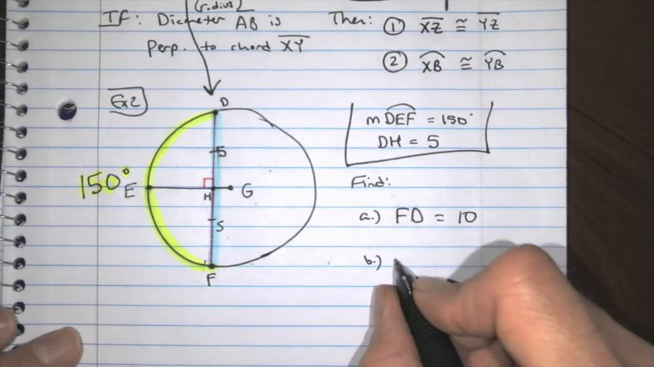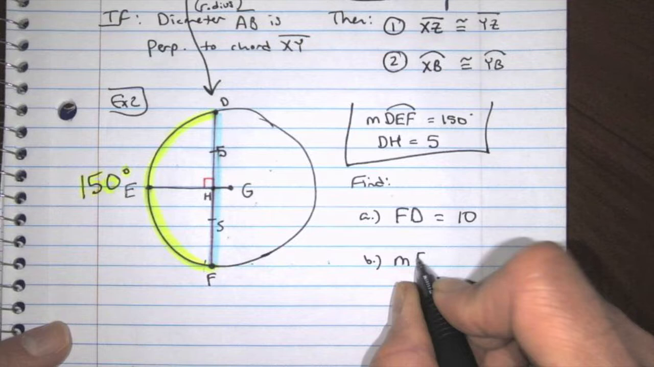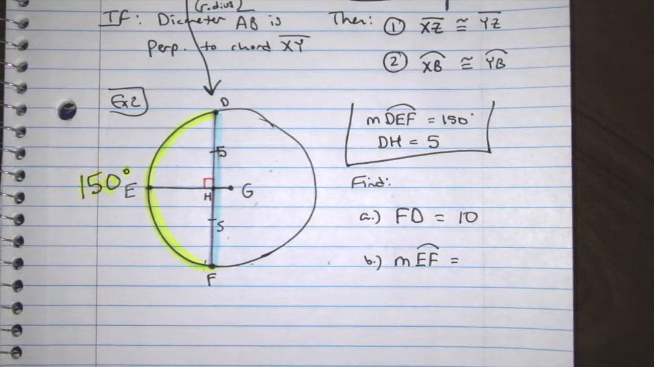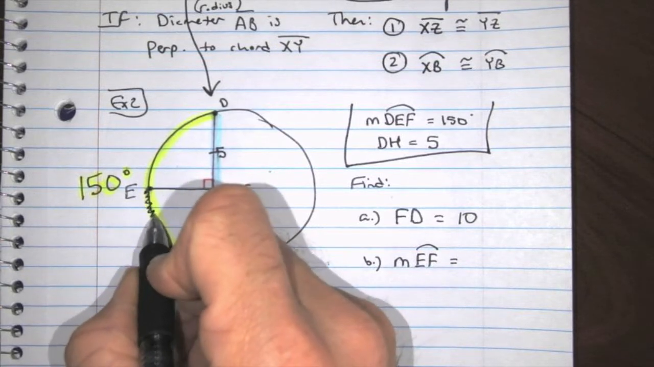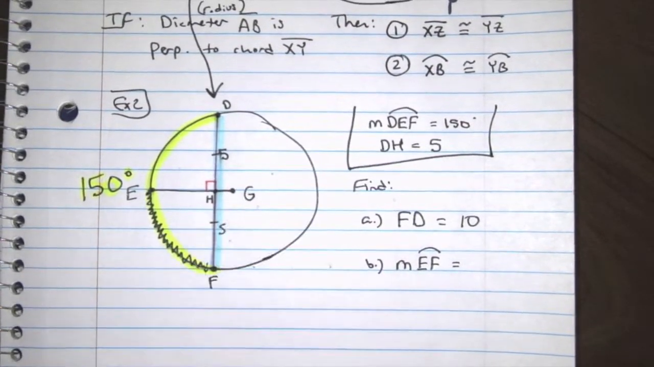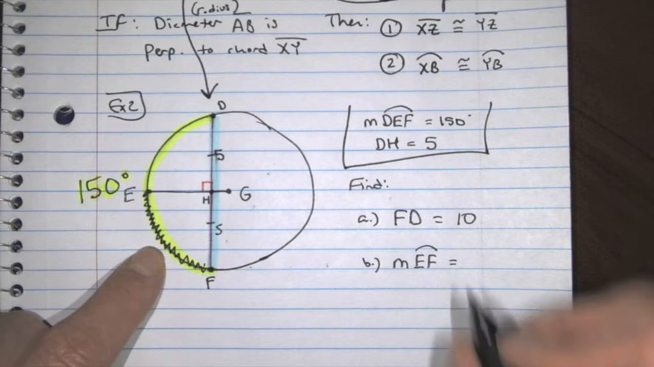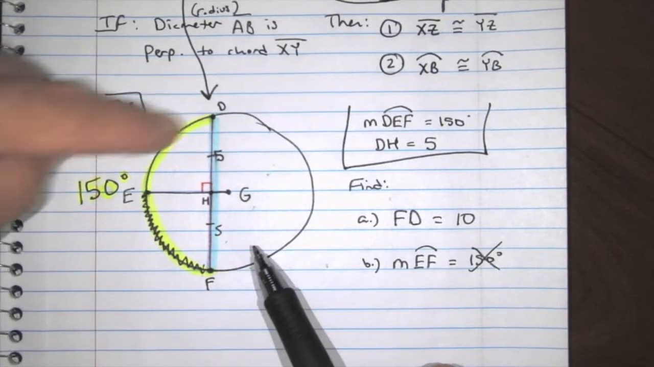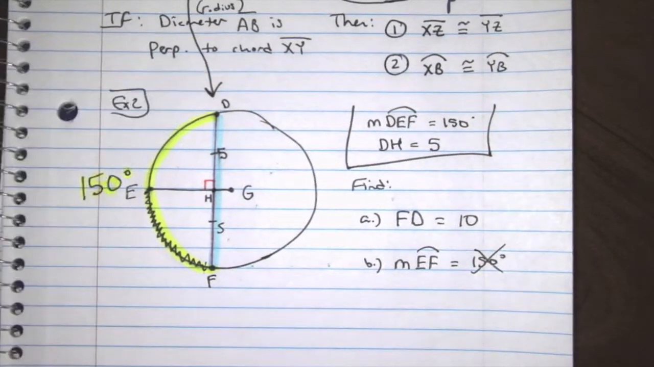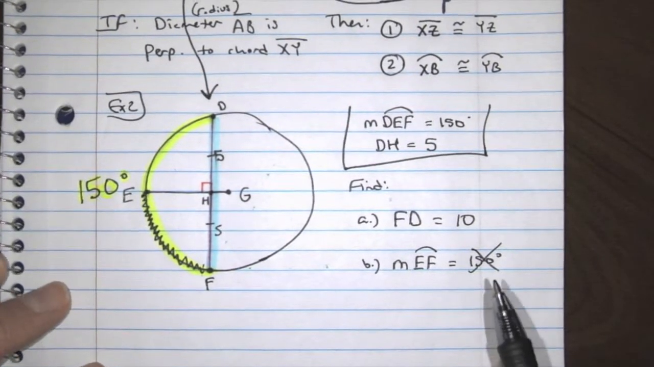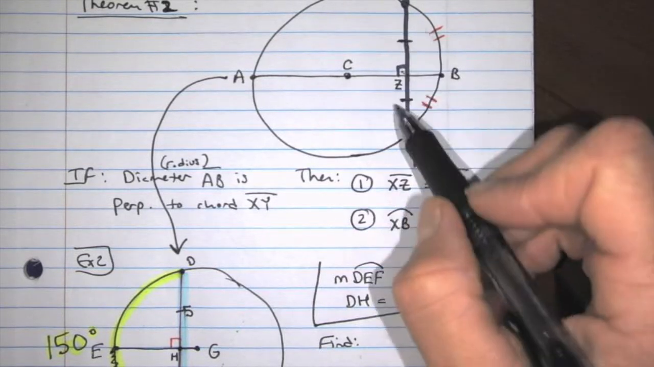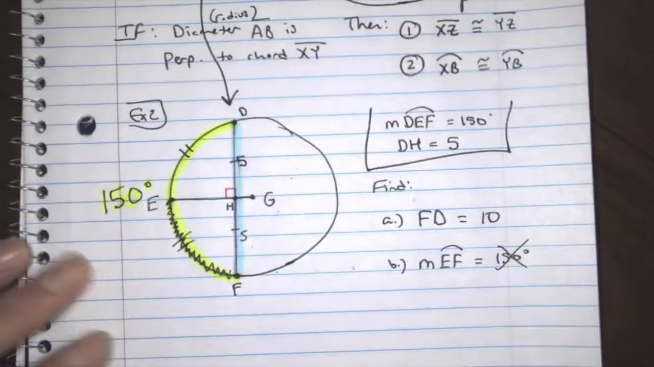Next one, I'd like you to find the measure of arc EF. So find the measure of that arc. No, it's not 150 degrees. Shame on you. That's the measure of D to E to F, that yellow arc. Go back to the last theorem if you need to. This means that if you have a diameter perpendicular to a chord, these two arcs are going to be the same. These two have to be the same.